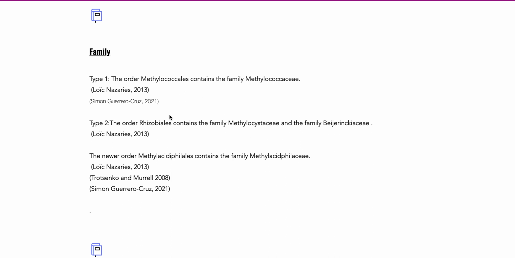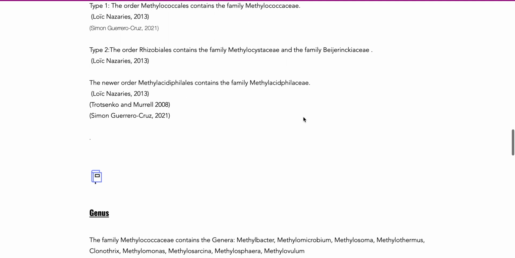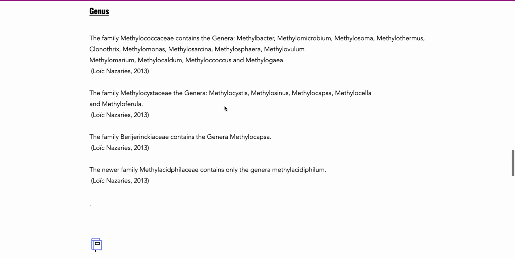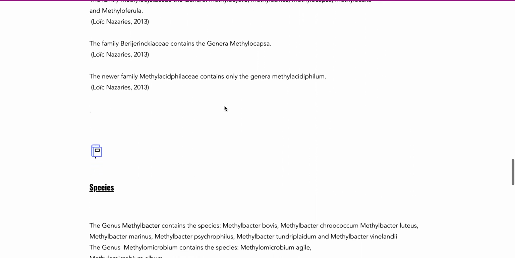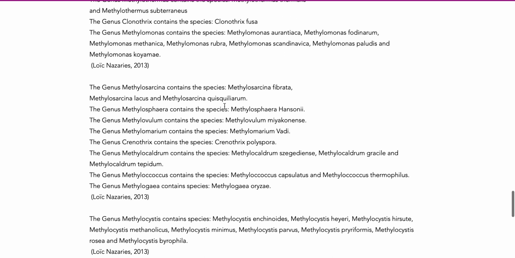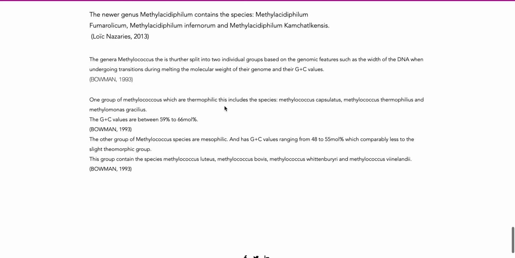Okay, and for type 2 you have these two different families, of which this one is newer and will be talked about a lot less because it's generally a lot less known. And then for the newer order you have, of course, the corresponding family. And for genuses we can go through these, but they would take too long. And for species, this is even longer, so I wouldn't think it'd be a good idea to read them all off.